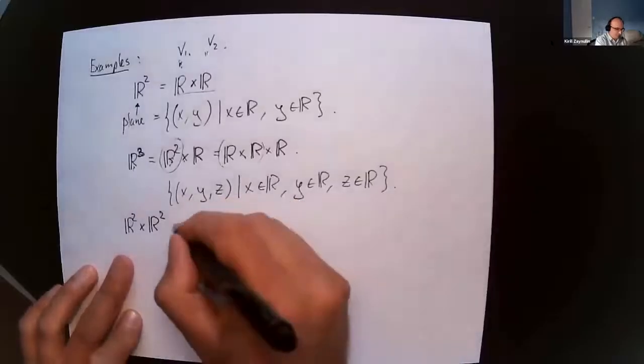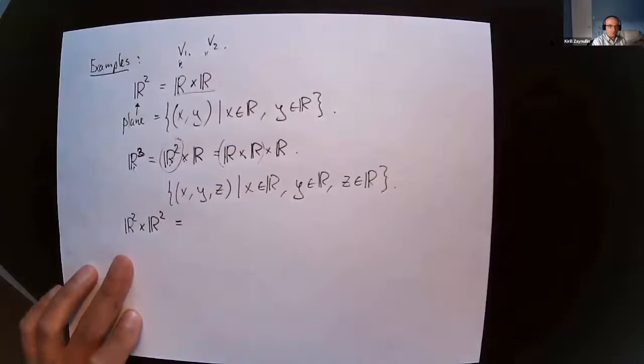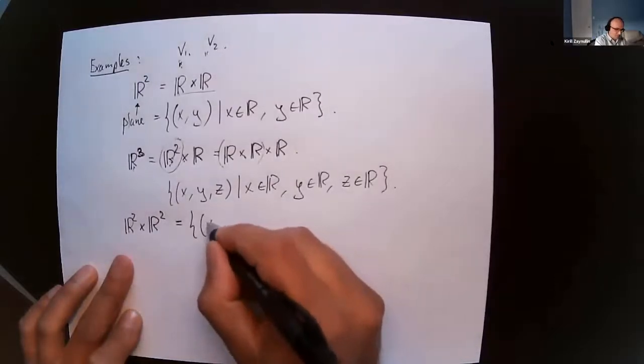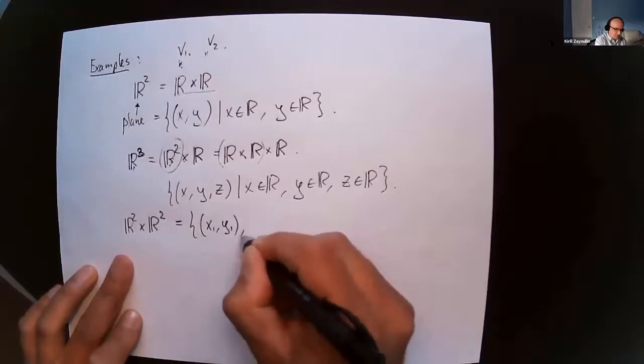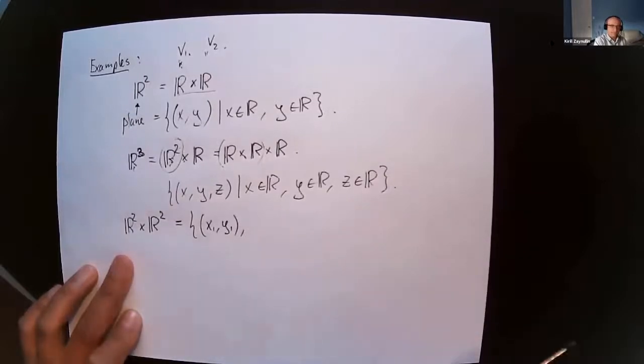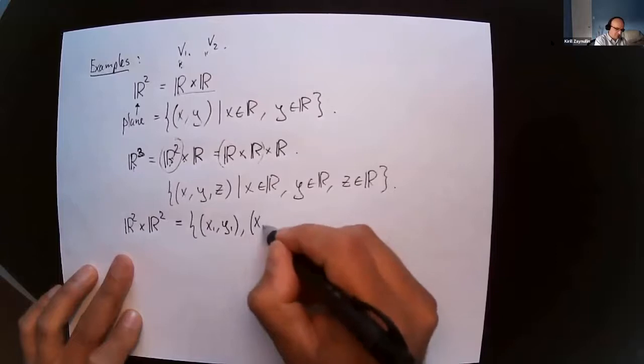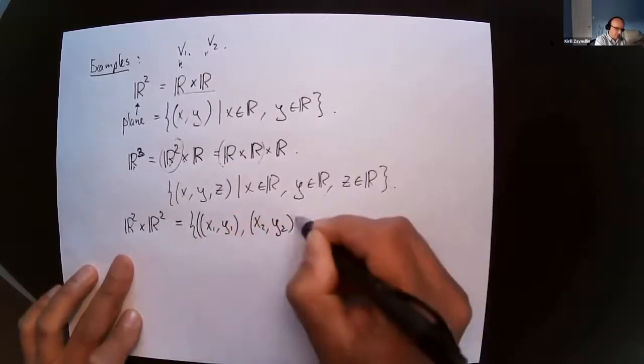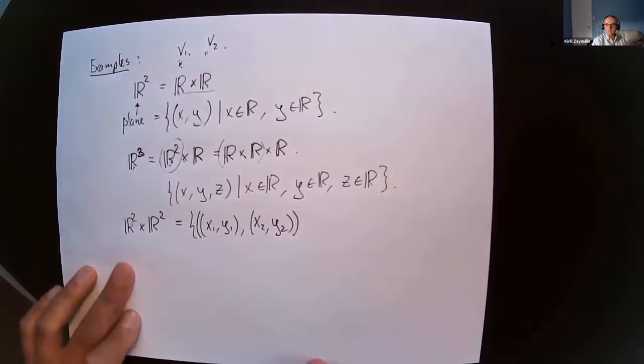Now, by the very definition of the Cartesian product of 2 sets, this must consist of 2 pairs, x1, y1. It's a pair of pairs, right? Yes, exactly, it's R4. And then I can just put it like this, yes? And then pair of pairs, yes?